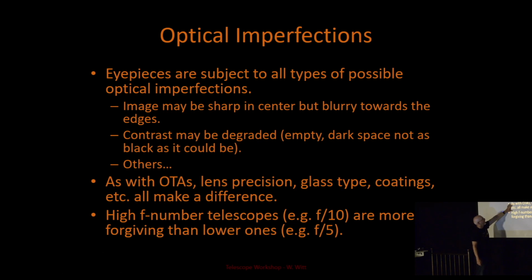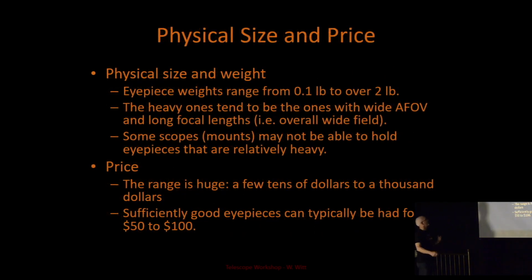Glass and coatings matter, and these all factor into the price of the eyepiece, right? And like we said multiple times, high F-number telescopes are more forgiving. If you buy a low F-number telescope, you may have to spend more money on eyepieces, otherwise you'll have a mismatched system, and you're actually not going to get the benefit of your nice refractor or whatever.